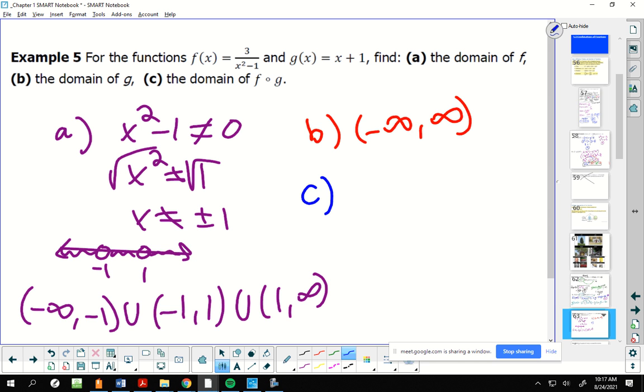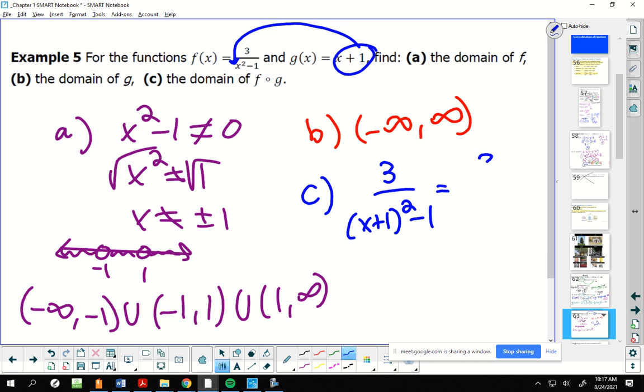So we're going to plug g into f. So we're going to take x plus 1 and plug it into f. So we get 3 over (x plus 1) quantity squared minus 1. And we're going to have to do some FOILing here. Hopefully by now you guys can kind of do this without even writing it out. Right? First times first, x times x is x squared. 1x plus 1x is 2x. And then 1 times 1 is plus 1. And then don't forget we still have this minus 1 here.